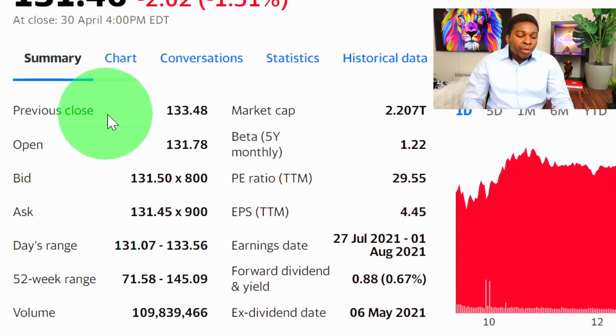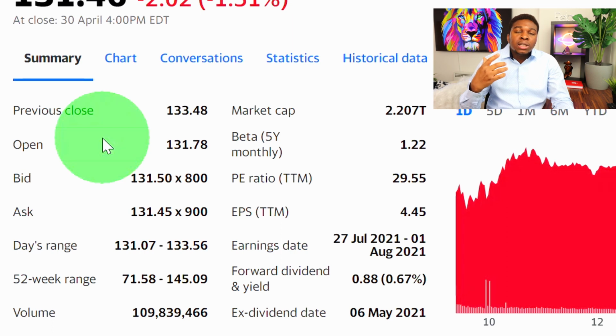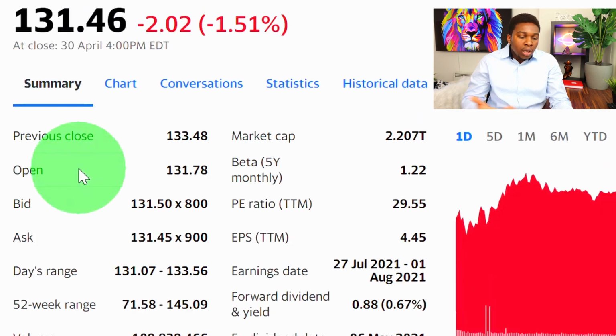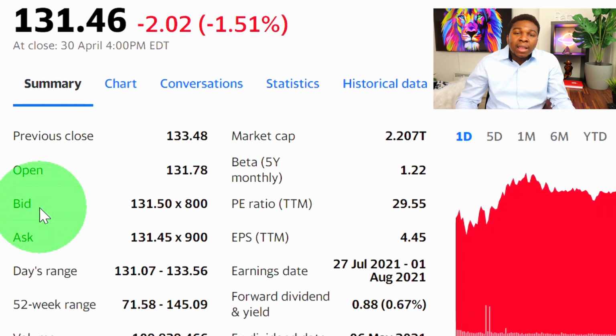Now, we've talked about the previous close, so let's continue with our discussion on the open. It's telling us that the market opened at 131.48, which is the opening price for the market, the first price that people saw on the market to buy or to sell. So that's what we call the opening price. Of course, the opposite will be the closing price, which is what you are seeing here as 131.46. Now, we also have the bid and the ask. The bid is the price that buyers are willing to pay for a share.